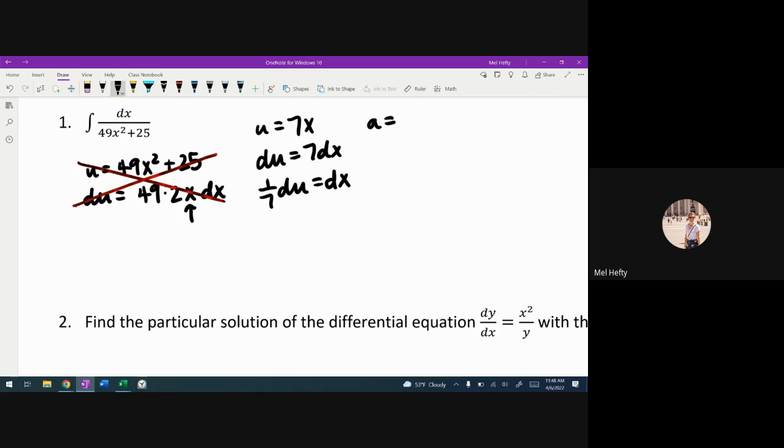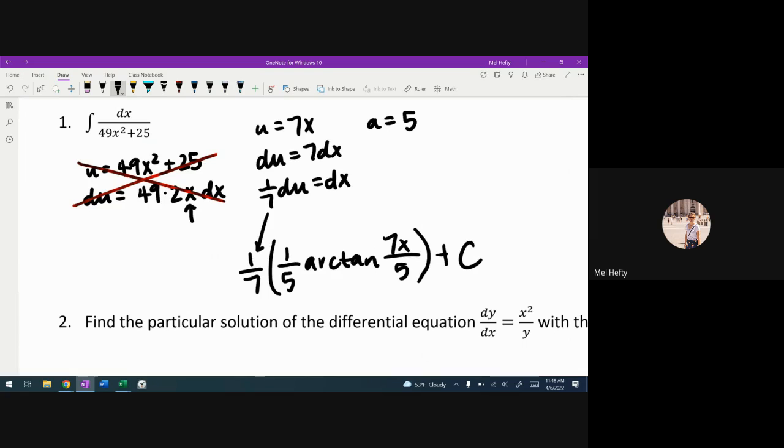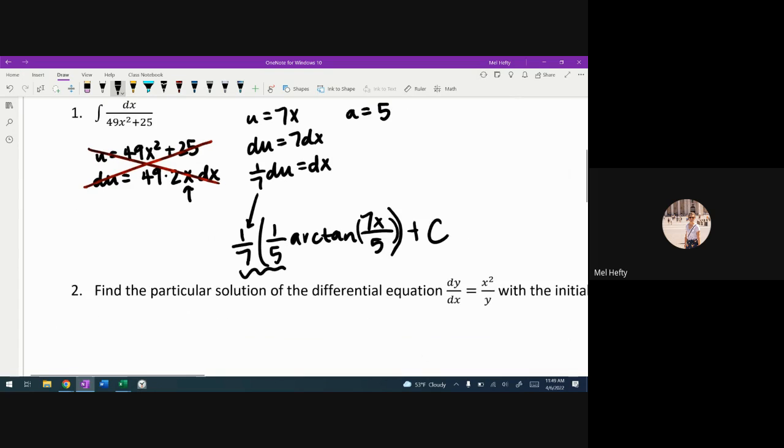What did you choose for a? Perfect. 5 squared is 25. So I have my 1/7 from my u sub, and then arctangent is the one with the 1 over a out front. So I have 1/5 arctangent of u, which is 7x over 5, plus c. I can certainly multiply those two fractions at the front together to get 1/35, or I could just leave it. This is the argument of arctangent, so I don't touch it at all. I could combine those at the front, though. Yep, you're good.